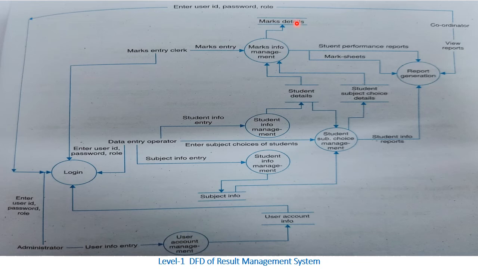And further, these marks will be used, along with the information from the student details and subject details tables, by this report generation process, and it will generate the required result report of the student. Further, that information can be viewed by the coordinator, or if required, by some other user to whom we are going to provide access permission, who will view the result report of the student if they require it.